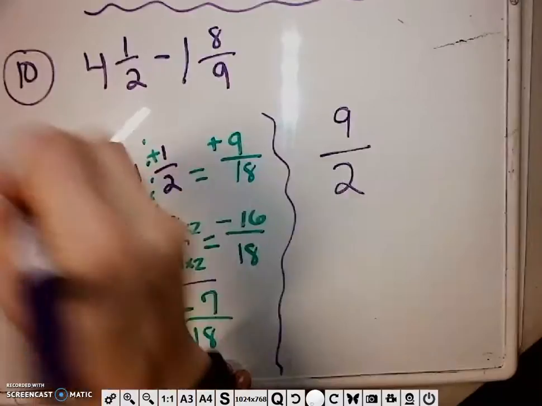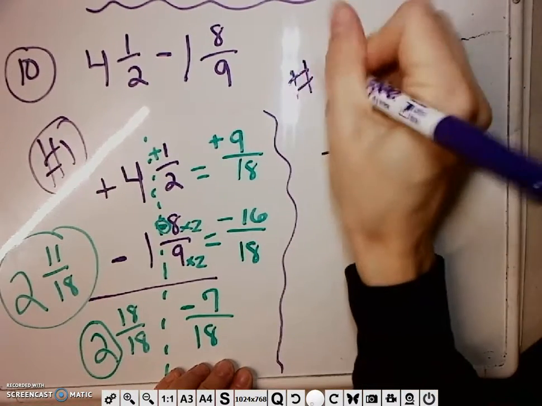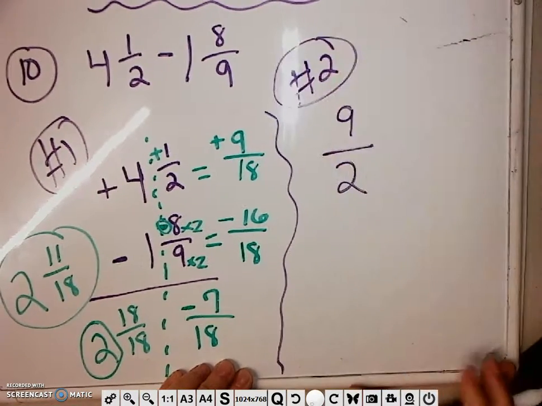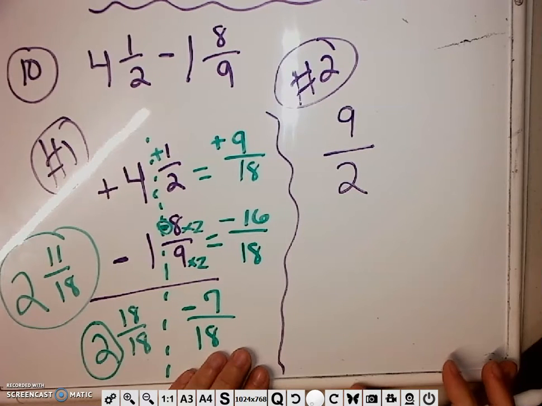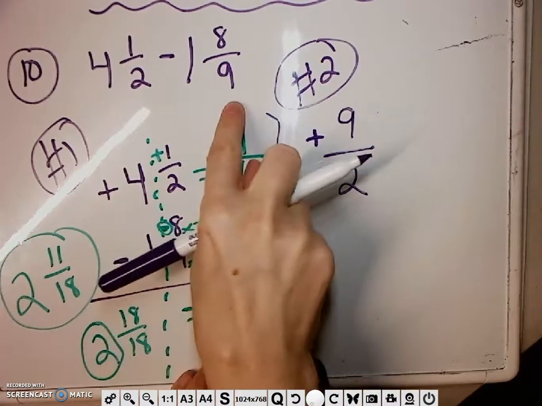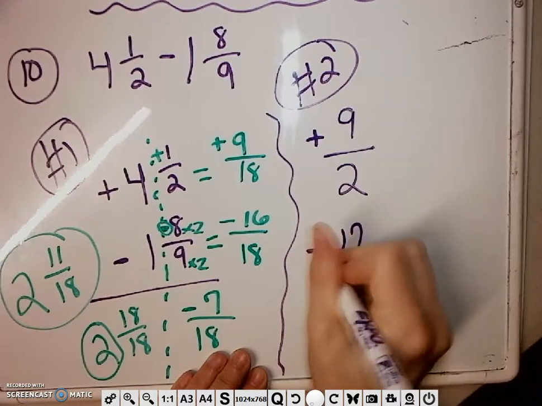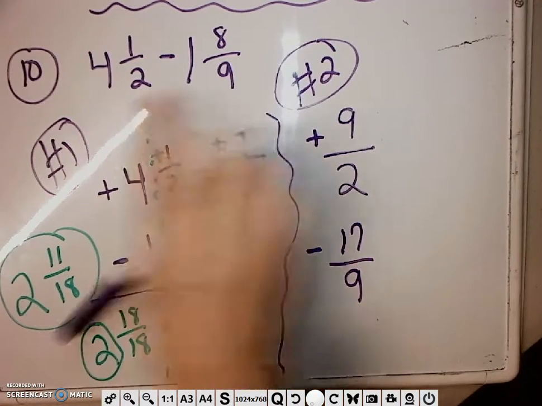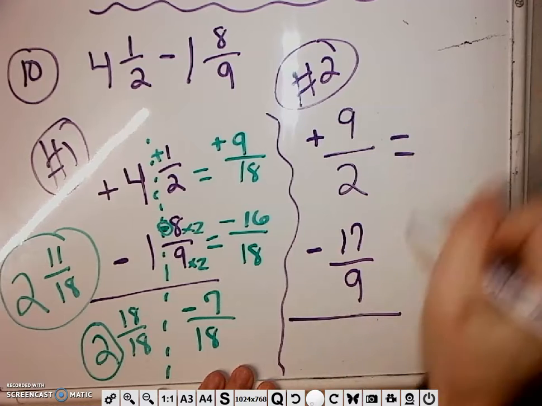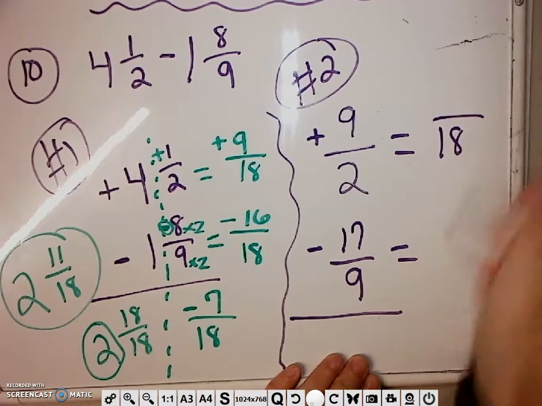So again, you guys, this is method number 1. This is going to be method number 2. I prefer method number 2, just because you never have to regroup. It keeps it consistent. So this is positive 9/2. 1 times 9 is 9, plus 8 is 17/9, negative. So positive, negative.